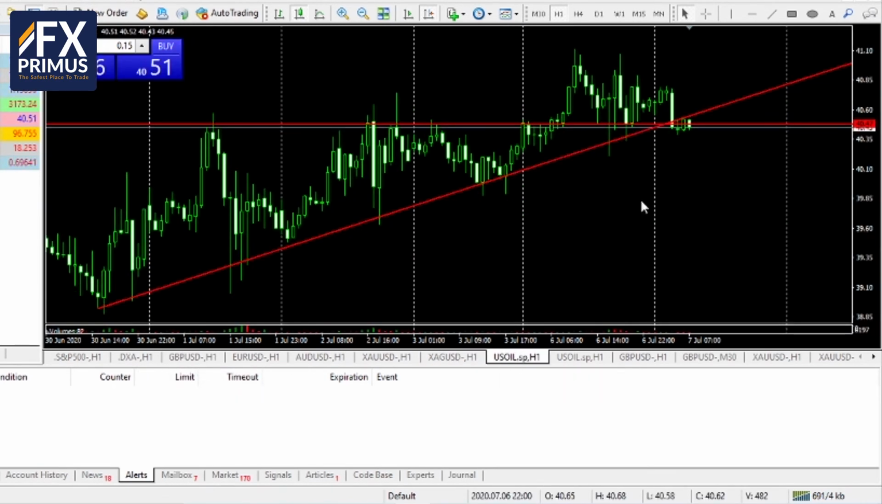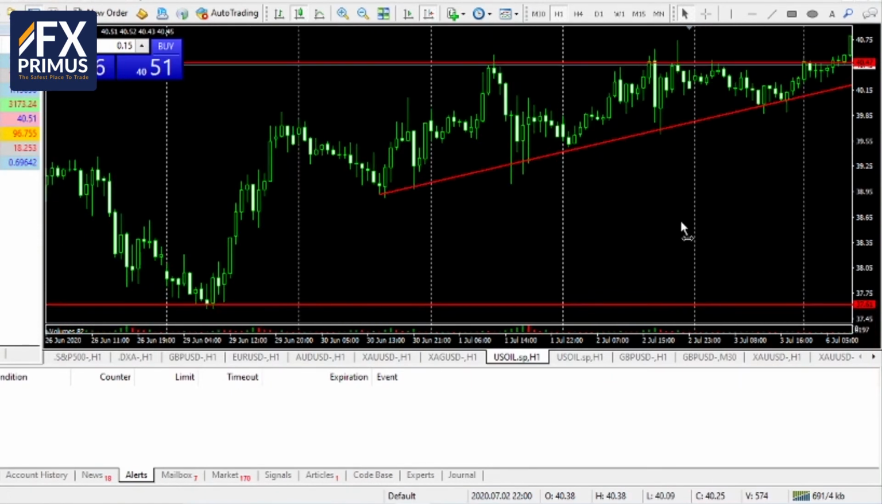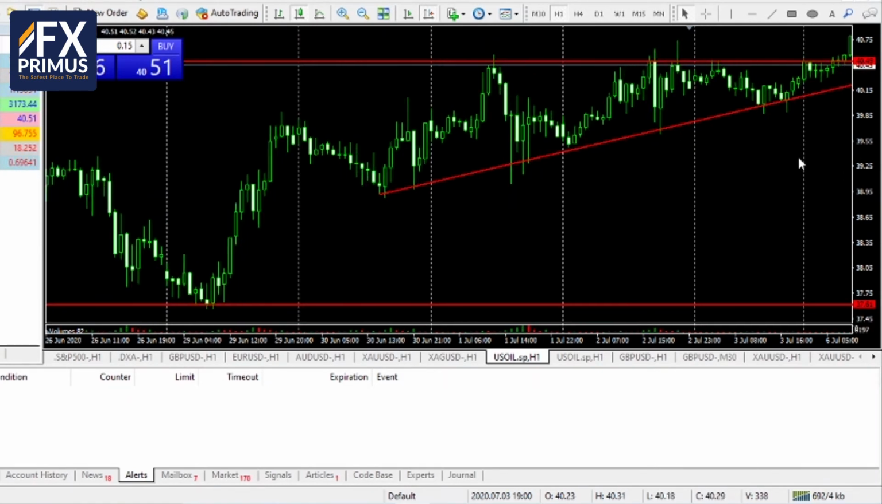Okay, US oil prices. We were looking at US oil prices also yesterday. Again, at about 12 p.m., we identified this bullish trend line and also this horizontal resistance during yesterday's daily analysis. And I believe I did mention that there's a high chance that oil prices may break this resistance and go up until about 41 US dollars.